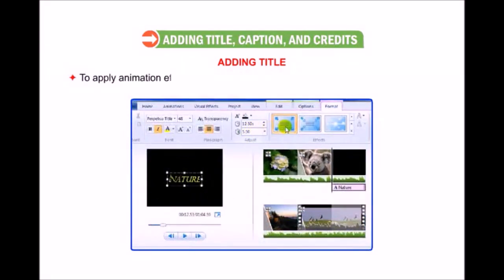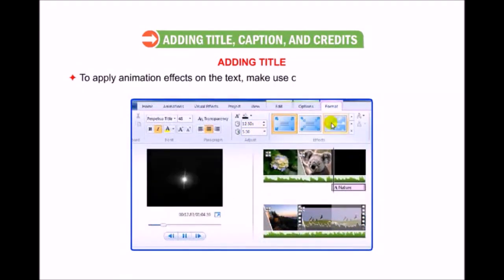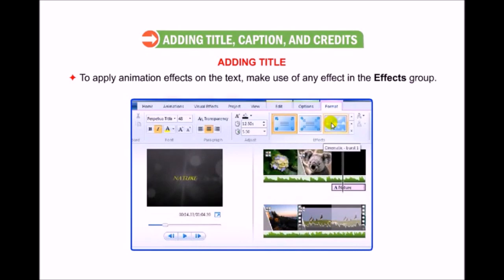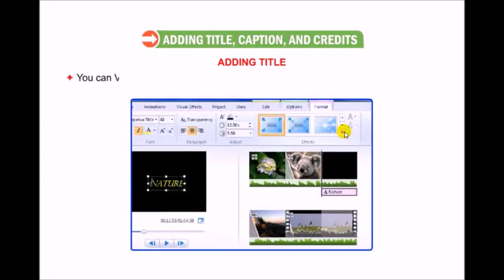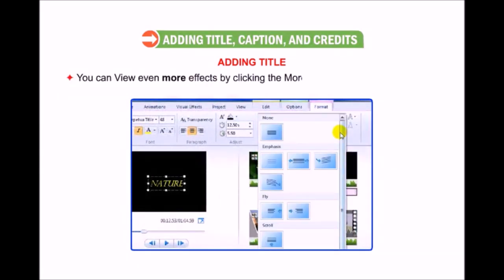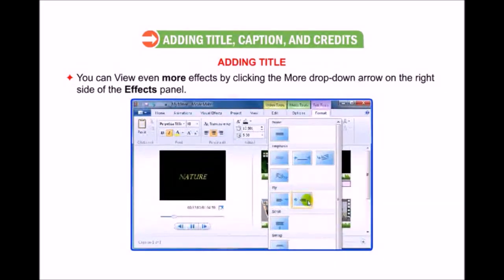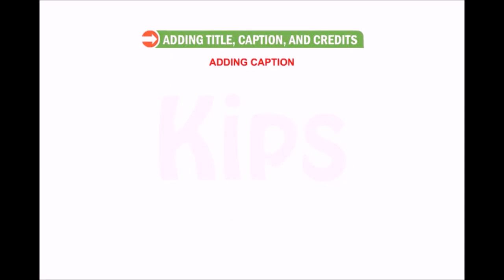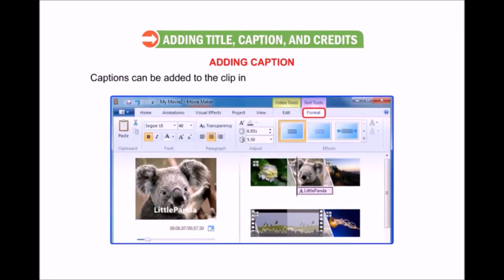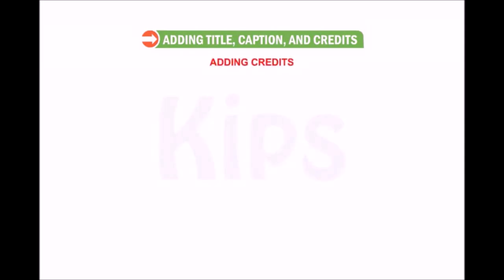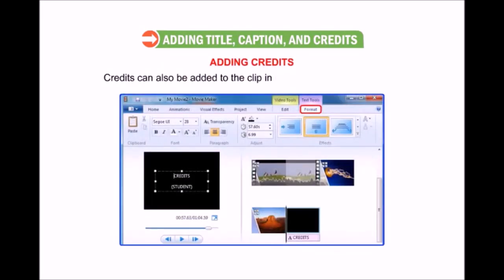To apply animation effects on the text, make use of any effect in the Effects group. You can view even more effects by clicking the More drop-down arrow on the right side of the Effects panel. Adding caption. Captions can be added to the clip in a similar manner as the title is added. Caption can also be formatted as the title. Adding credits. Credits can also be added to the clip in a similar manner as the title.